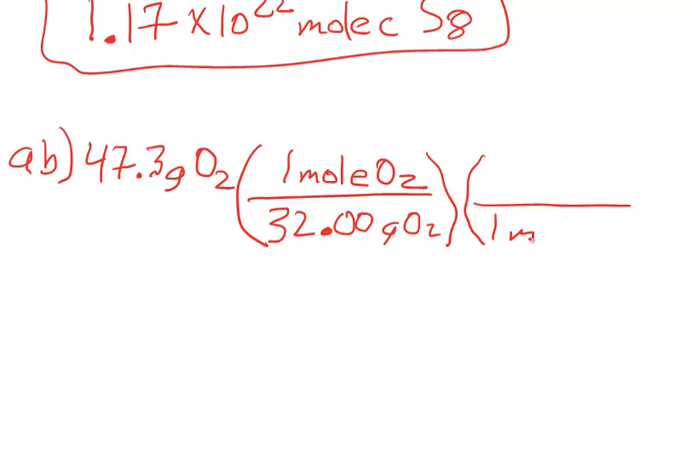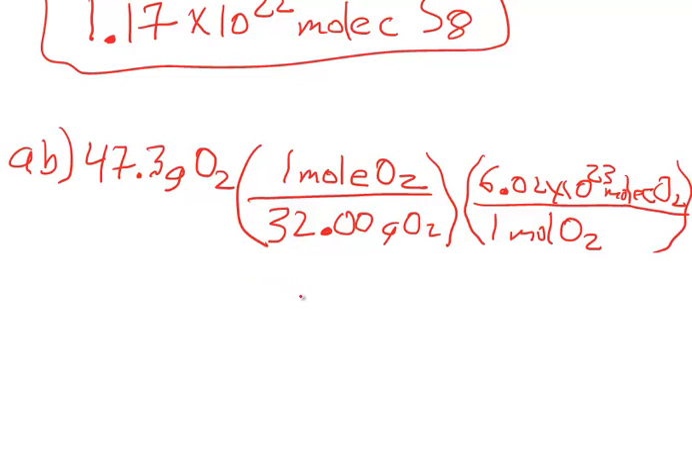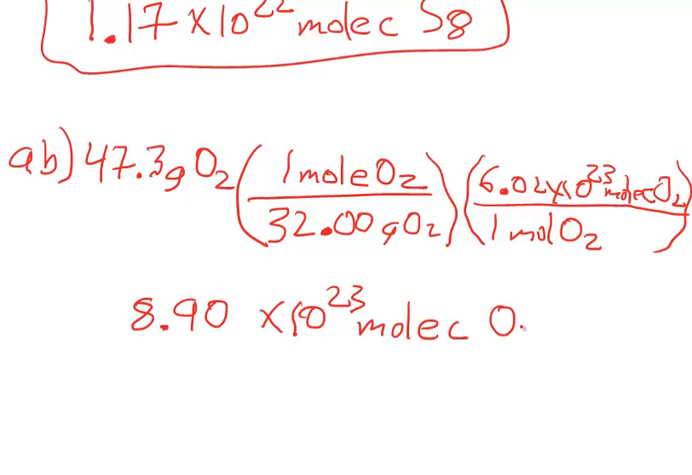And then from 1 mole O2, I want to go to molecules. 6.02 times 10 to the 23rd molecules O2. So I divide 47.3 by 32, multiply by 6.02 times 10 to the 23rd, and I get 8.90 times 10 to the 23rd molecules of O2.